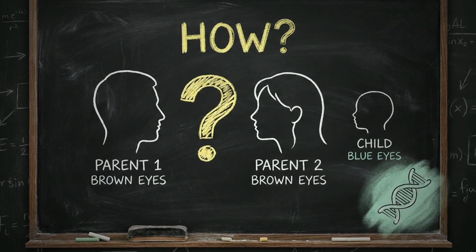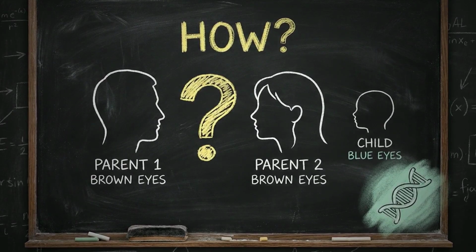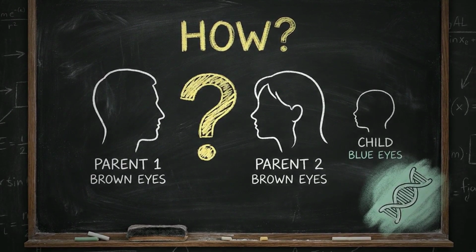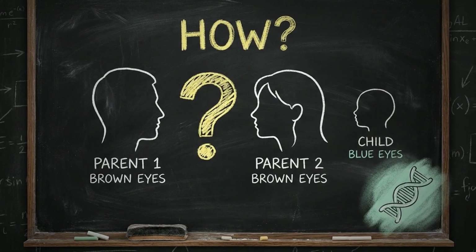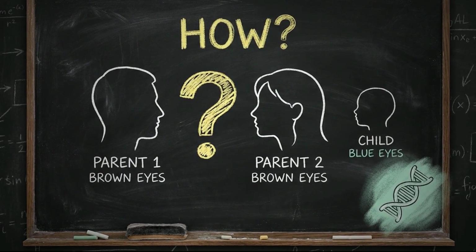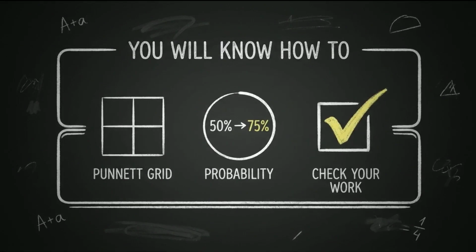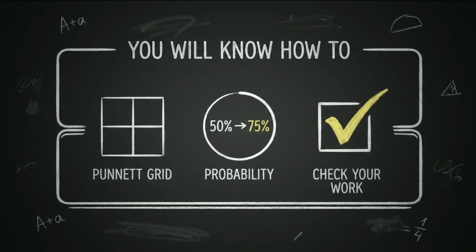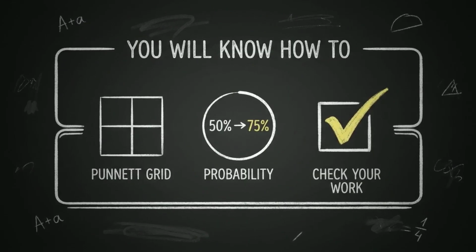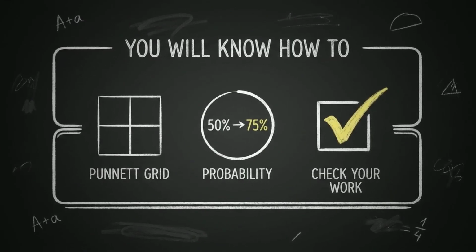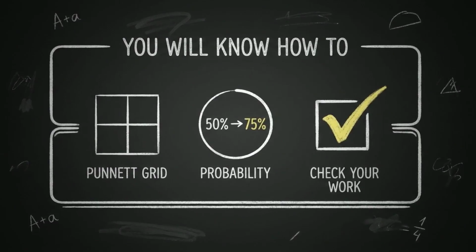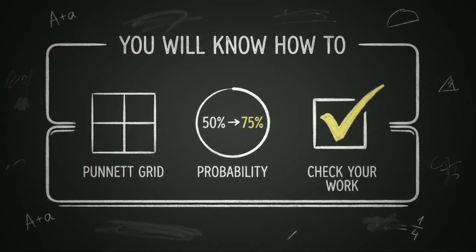This is not magic. This is not an accident. It is genetics, and a simple grid called a Punnett square predicts it exactly. By the end of this video, you will know how to set up a Punnett square, read it, calculate probabilities from it, and avoid the 3 mistakes that cost students points every single year. Let's start at the beginning.